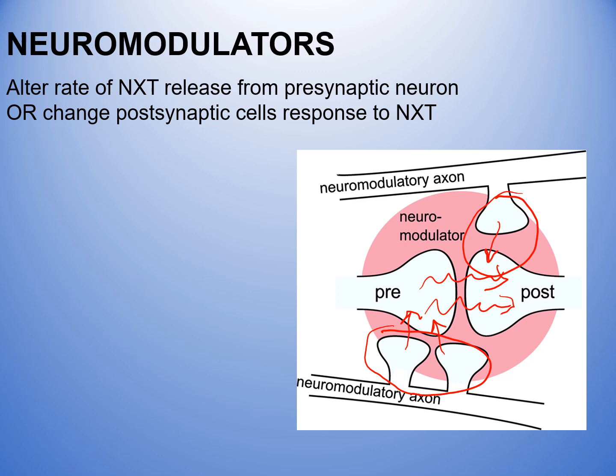So this neuromodulatory axon up here is maybe inhibiting or exciting the postsynaptic cells. Drugs that do this, most of the drugs that do this, are called opioids. They work on neuromodulatory axons to influence synapses to either keep neurotransmitters in the synapse or remove neurotransmitters from the synapse.